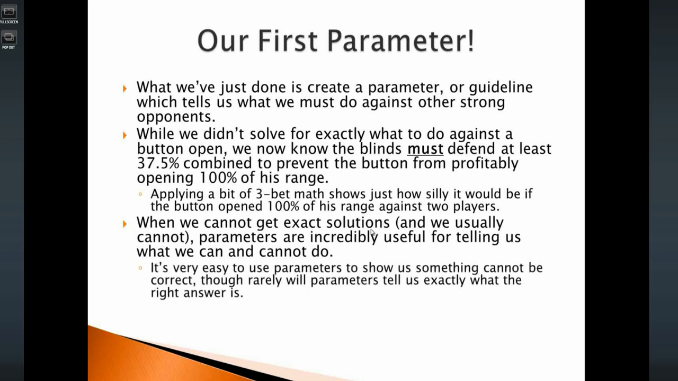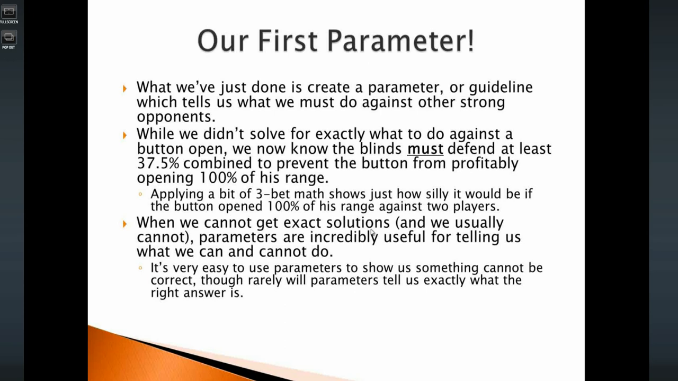It's very easy to use parameters to show us something cannot be correct, though rarely will parameters tell us what the right answer is. So here, if someone says, hey, I'm playing against an optimal button, and I think I should be defending these ranges in the small blind and the big blind, as I said, you can see if the range is too tight and say, this can't theoretically be correct. Yet it won't actually give us the right answer. That's usually how theoretical poker works.